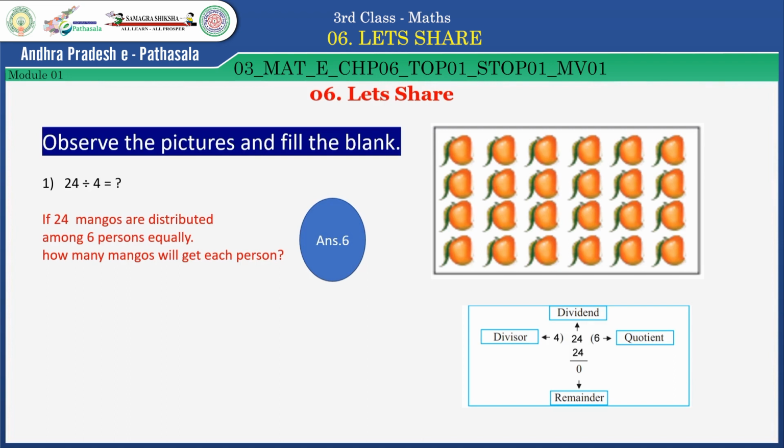Here the dividend is 24 and the divisor is 4. Now clearly we know that 4 6s are 24. The quotient is 6 and the remainder is 0. That means the answer is 6. That is, each person got 6 mangoes.